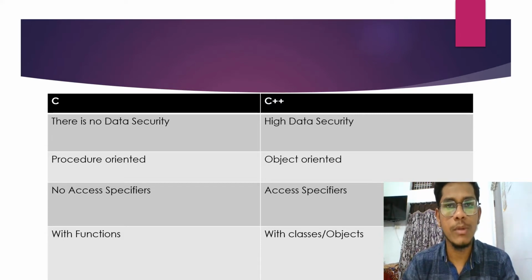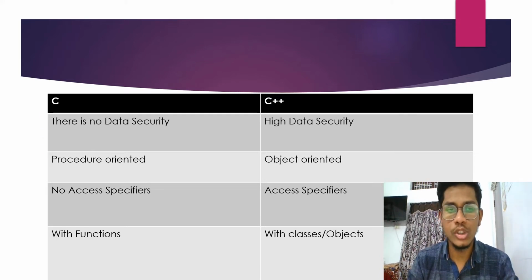And in C, with the help of functions we write a large program. If we have a program of 500 to 600 lines, in C we write it with the help of functions, whereas in C++, with the help of classes and objects we can write the program simply and easily, reducing the complexity. Let's move on to our second question.